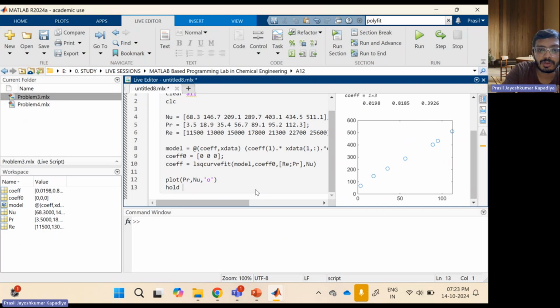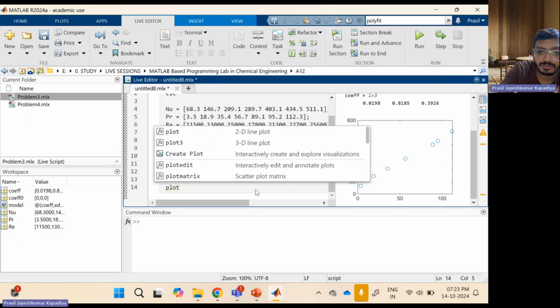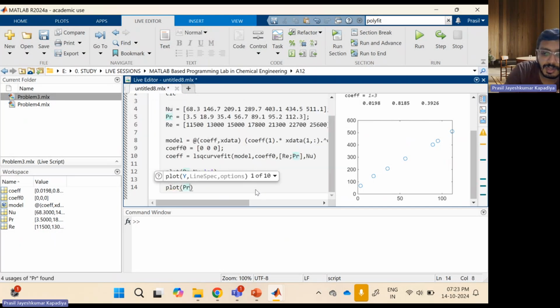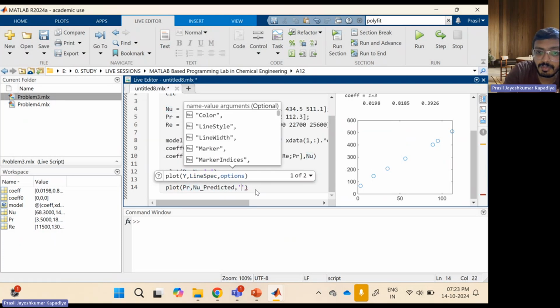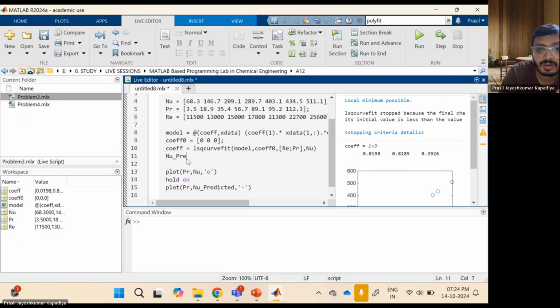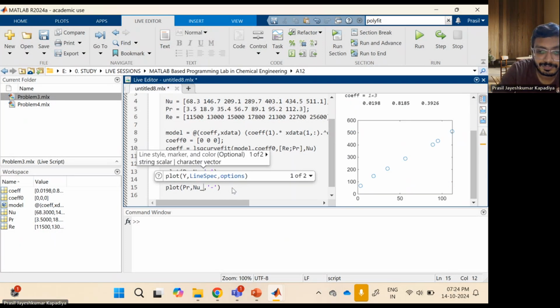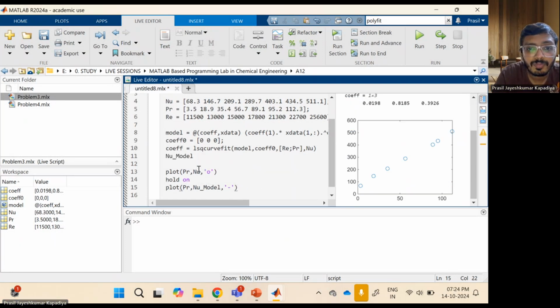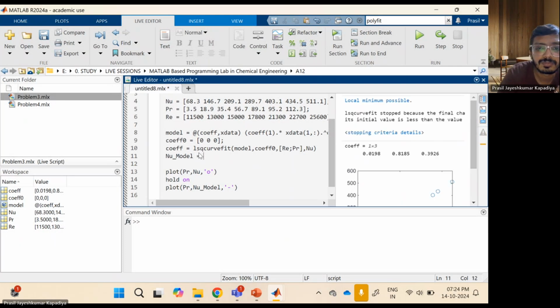And if I keep hold on, I can plot Prandtl number, comma, Nusselt number underscore predicted, and we can put one line. Okay, so we can predict that. So Nusselt number underscore model. Let's write model. We are writing model everywhere. Of one.